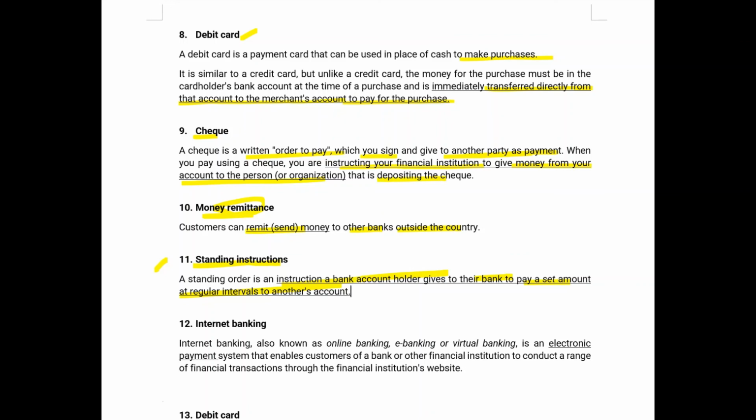Or for example, you have an insurance. Okay, you have to pay money like $100 per month for your insurance, so you can set up a standing instruction with the bank, and then the bank will automatically deduct 100 every month from your account and transfer it to the insurance company account. Okay, so this is called standing instruction, an instruction given to the bank to transfer a set amount of money from your account at regular intervals.